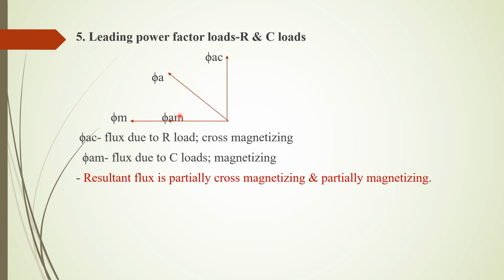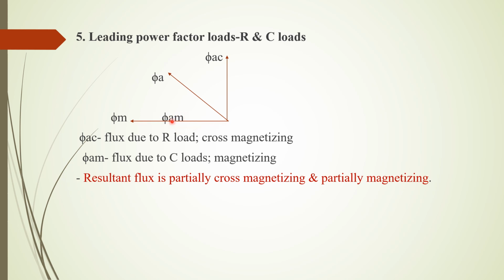Why? Because of the presence of phi AC and phi AM. Phi AC is nothing but the flux due to the presence of resistive load. That means armature reaction will be cross magnetizing due to the presence of resistive load. And in the case of pure capacitive load, what will be the direction of the flux produced by the capacitive load? That will be phi AM, and phi AM is nothing but the flux due to magnetization.